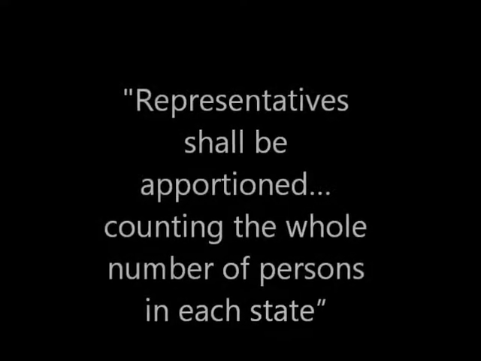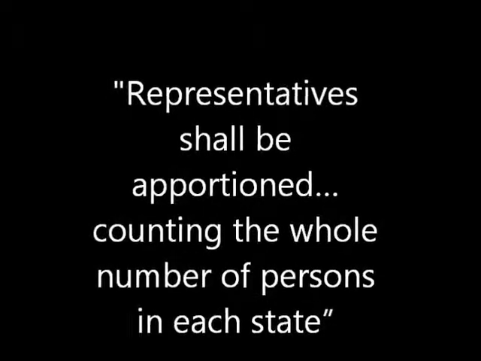Also written in 1787, the Constitution actually guaranteed the legality of slavery through the Three-Fifths Compromise. The Three-Fifths Compromise was a compromise between the northern states and the southern states that counted every slave as three-fifths of a person for the distribution of taxes and the apportionment of members of the House of Representatives. The 14th Amendment later invalidated this compromise, saying that representatives shall be apportioned, counting the whole number of persons in each state.